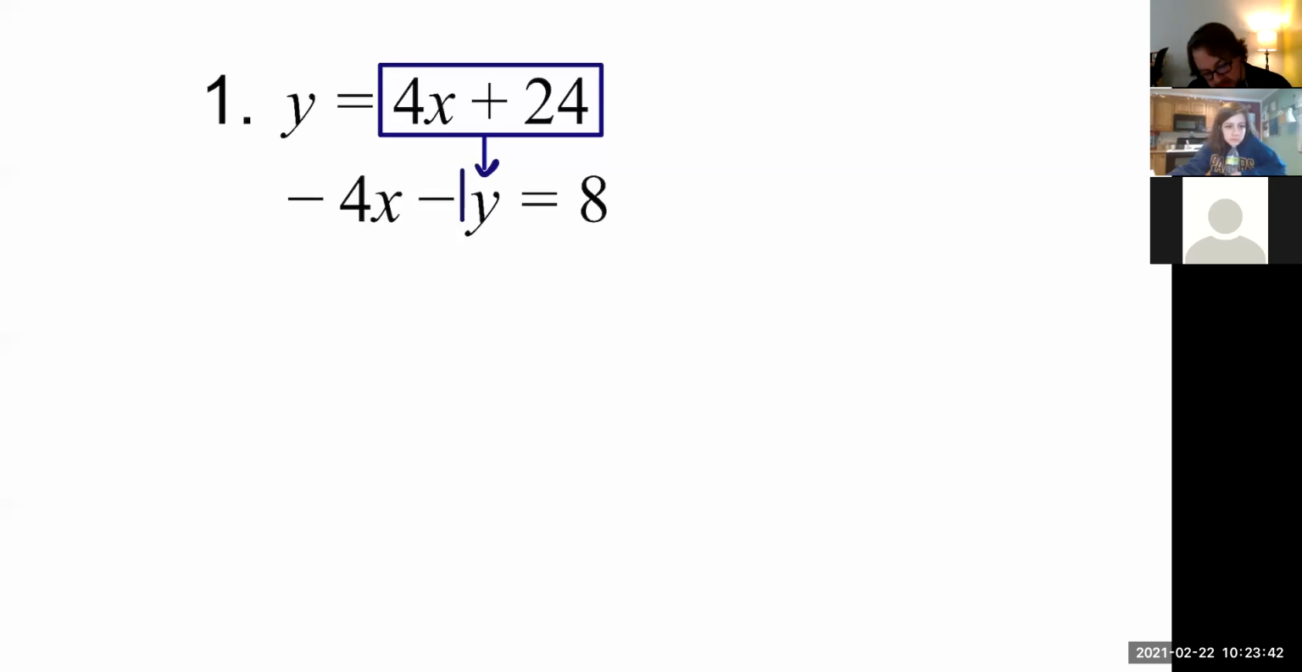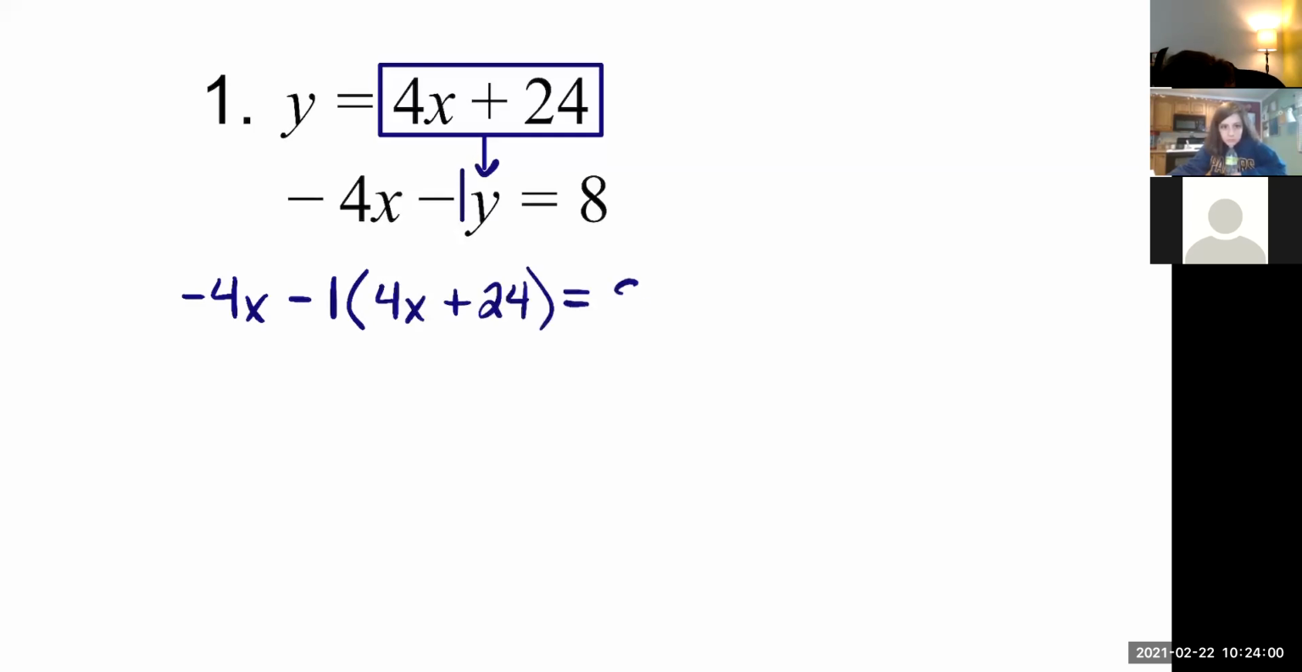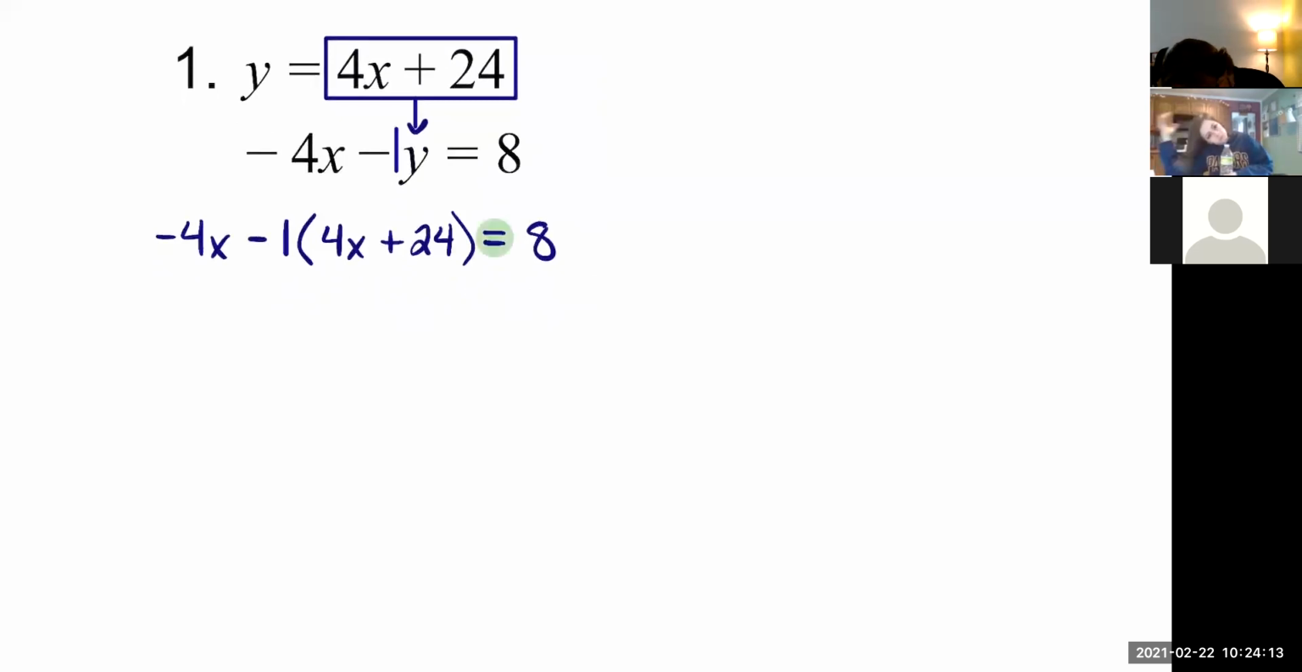So the bottom equation would then become negative 4x minus 1, but instead of times y, wrapped in parentheses, I'm going to drop in or substitute the 4x plus 24, and then that's all still set equal to 8. So the only thing that's really changed there is that y is gone, in its place 4x plus 24. But as Leanna was pointing out, all that really does for us is create a multi-step equation.